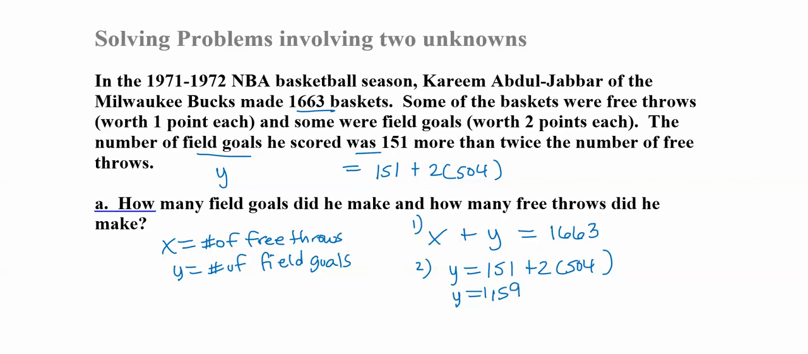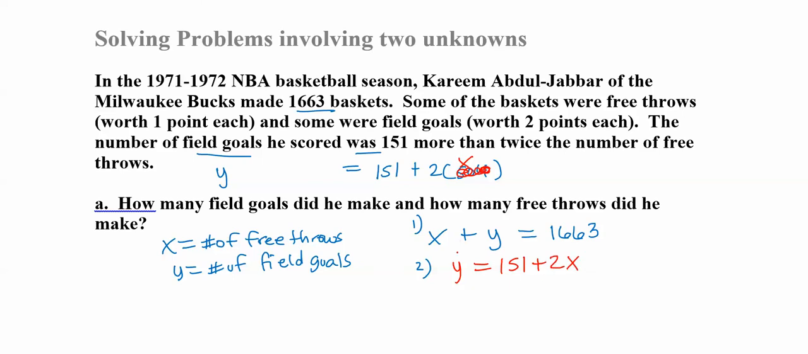Let's back that up a little bit here. I think I put in some extra information that we didn't know yet. Okay, so let's go back and do that. So y equals 151 more than twice the number of free throws. We don't know the number of free throws. That's our x, so we need the variable there. So y equals 151 plus 2x.